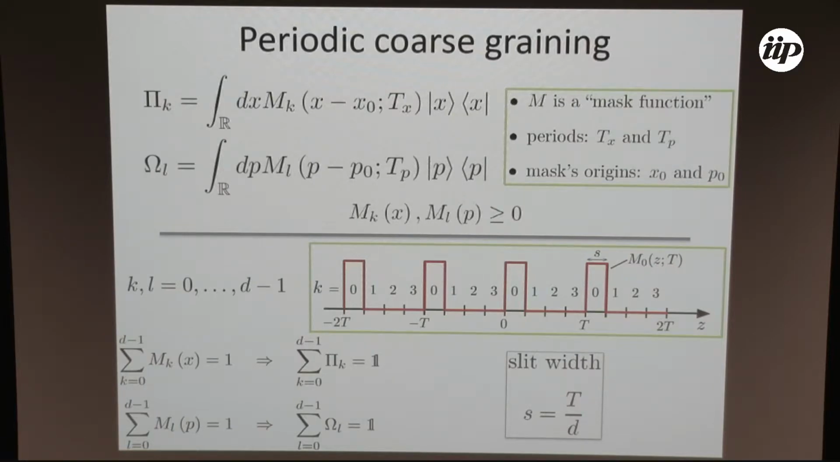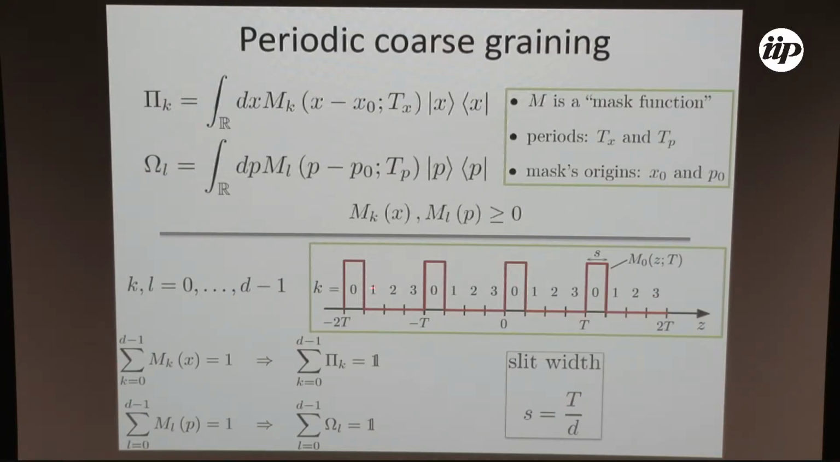In the most general case, we define two sets of projectors, finite numbers. So k, l goes from 0 to d minus 1, so it's only d projectors for position and d for momentum. They are constructed in a way that you have some, let's call it, mask function, which is non-negative. It should be normalized in a way that all the masks sum up to 1. They can be centered at some particular value of the coordinate, and they will depend on some coarse-graining parameter, which we call the period, because that's what we presume. But in principle, you can consider any other sort of functions playing this role.